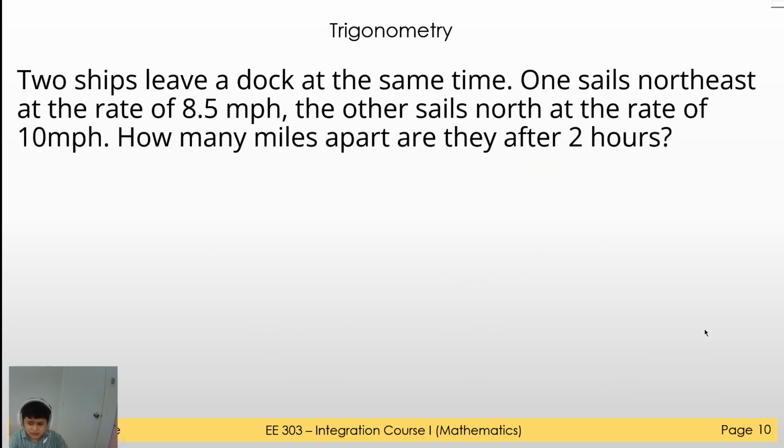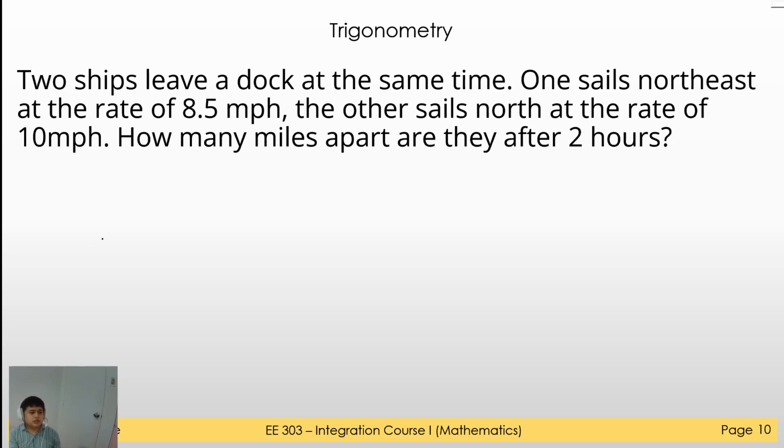For the last example: two ships leave a dock at the same time. One sails northeast at the rate of 8.5 miles per hour. It could be meters per second, but usually this should be miles per hour. And the other sails north at the rate of 10 miles per hour. How many miles apart are they after 2 hours?